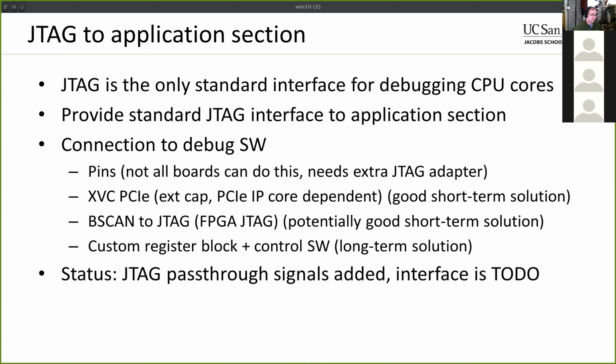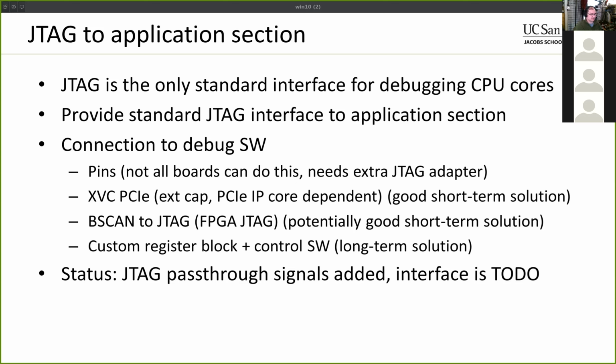So one thing I've already gone ahead and done is added the JTAG signal pass-through from the top level of the design all the way down into the application section. That's just a matter of adding some input and output ports and making sure they're properly connected. But the next step is to actually connect, at the top level or in one of the core modules, this JTAG chain somehow to the host. Now, the simplest way to do this is just to bring it out on IO pins, but not all FPGA boards are going to be able to do that. A lot of the PCIe form factor ones don't really have any additional GPIO anywhere. So that doesn't really work, and you need an additional JTAG adapter.